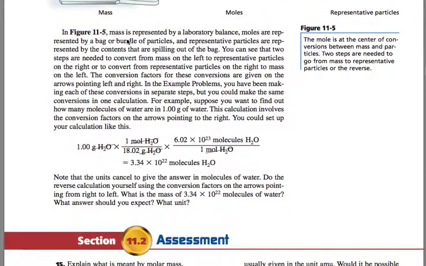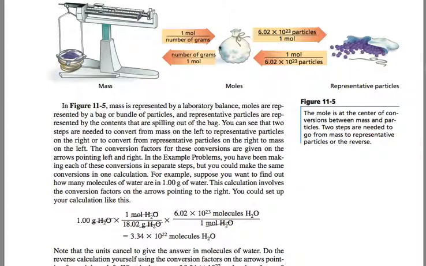In figure 11.5, mass is represented by a laboratory balance. Moles are represented by a bag or a bundle of particles, and the representative particles are represented by the contents that are spilling out of the bag. You can see that 2 steps are needed to convert from mass to particles, or from particles to mass. We have to do 2 conversions, okay?